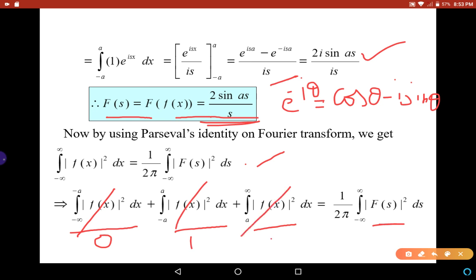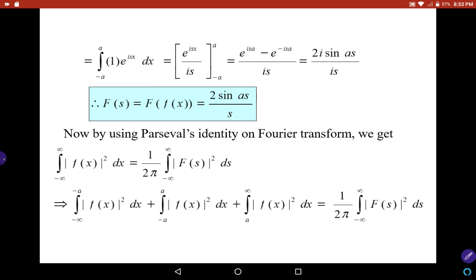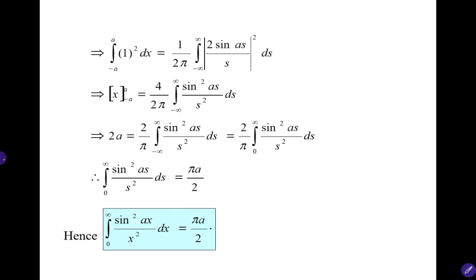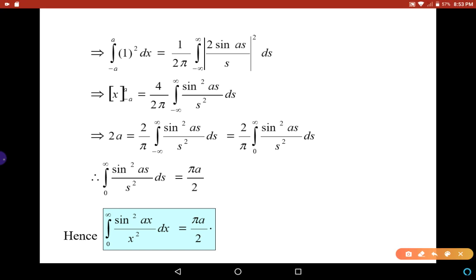And the value of f(x) in this case is 0. Therefore, after substitution, we have the integral from -a to a of 1 dx is equal to 1 by 2π times the integral from -∞ to ∞ of (2 sin(as)/s) whole squared ds. The integral of 1 is x within the limits -a to a, which is equal to 4 by 2π times the integral from -∞ to ∞ of sin²(as)/s².